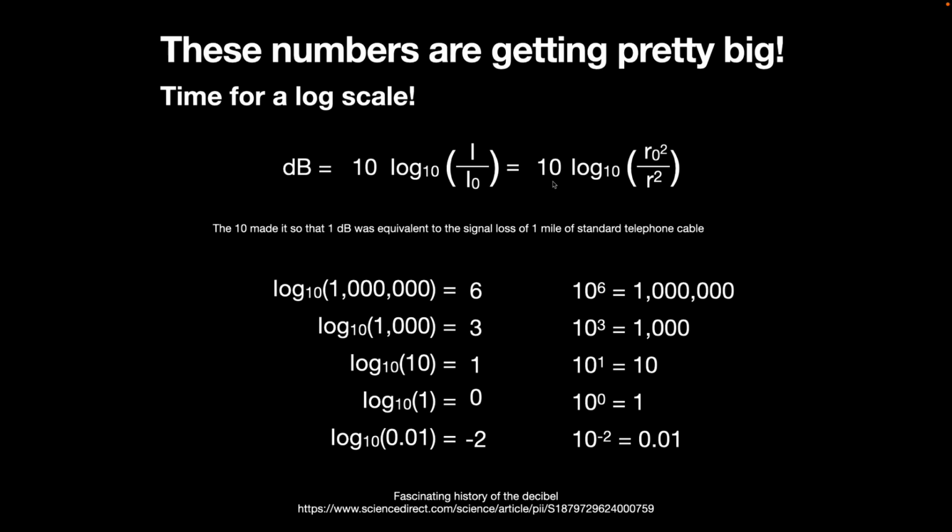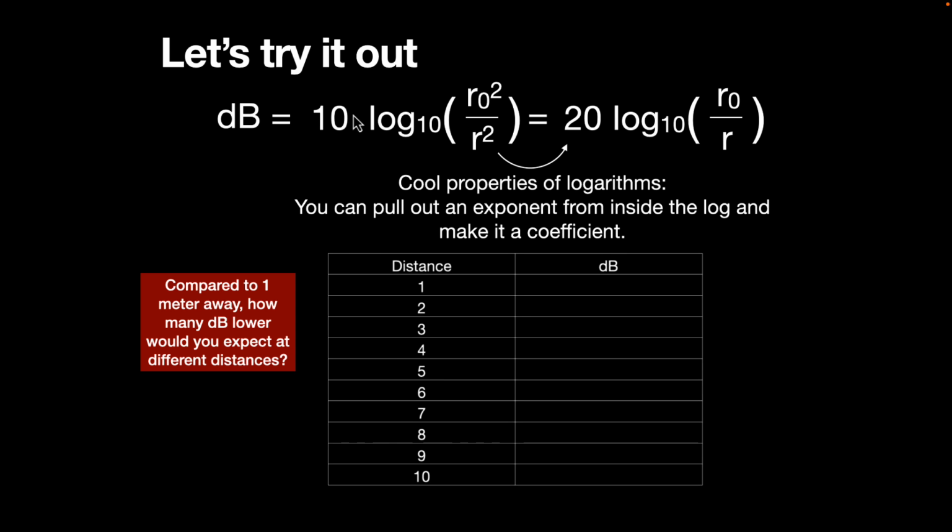They just decided it would look better if these numbers would be more interesting to look at, and if they just multiplied it by 10, and that's how they defined the decibel. So it's not like it's something physical, and there's a fascinating history of this in this article down here. So we can try this out. You can see that dB equals 10 times log base 10 of r naught squared over r squared.